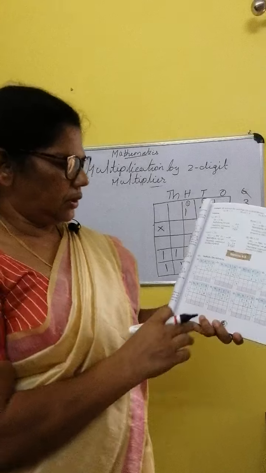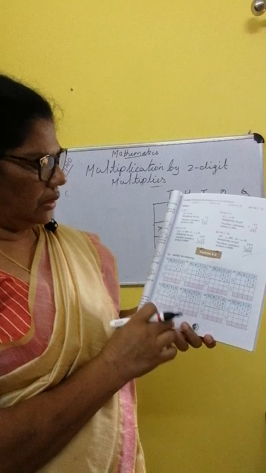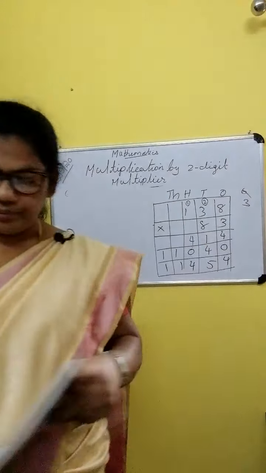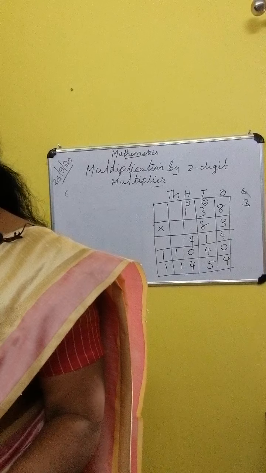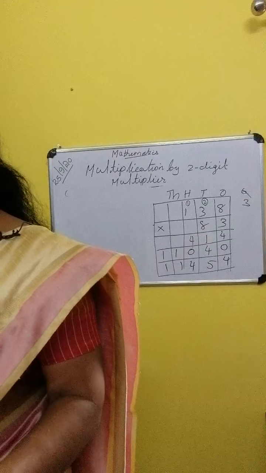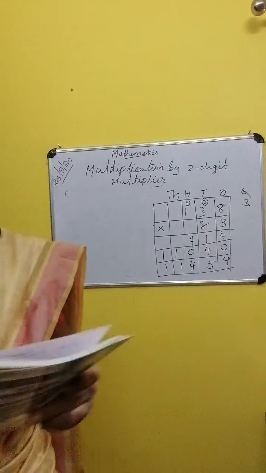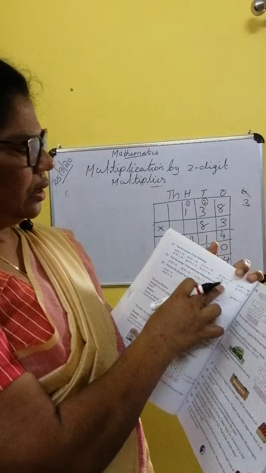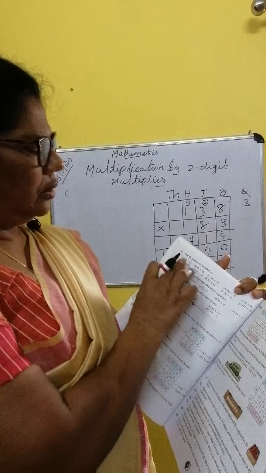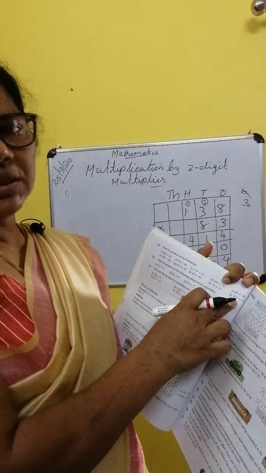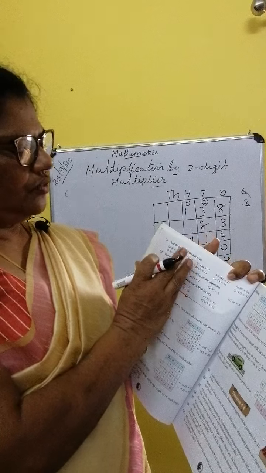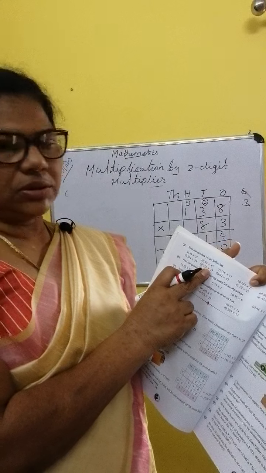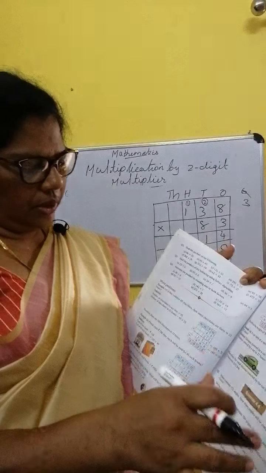So here it is page number 69. Multiply it. This page you multiply. Don't forget it. Find the product of the following, A to J. 10 questions are there. First 4 questions you do in the maths notebook. Everybody do it.